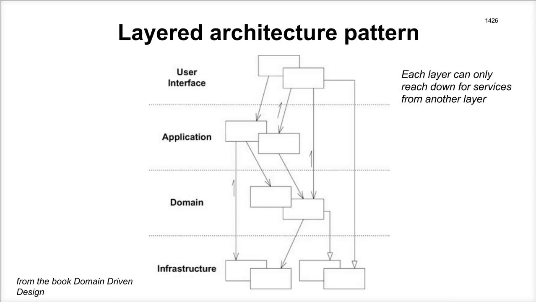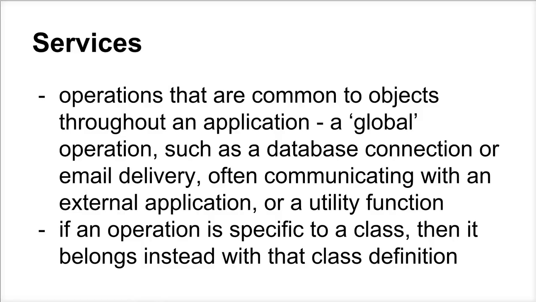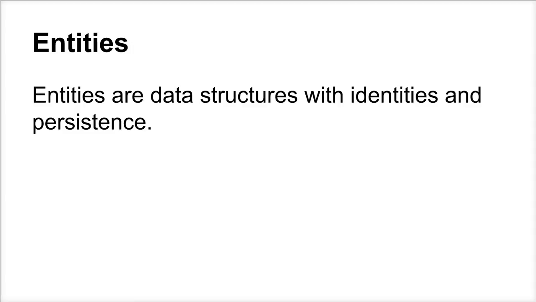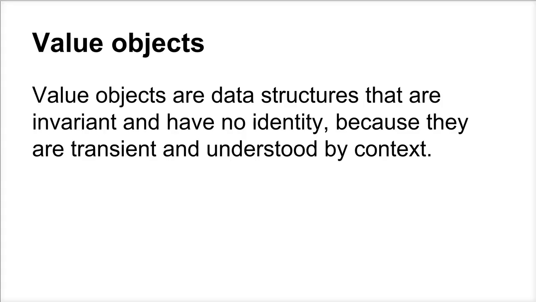So there's the layered architecture again. Services are essentially operations that can be viewed as global, such as creating a database connection, making a connection to an email delivery service, and so forth, communicating. Obviously, if an operation is specific to a class, then it belongs instead to that class. As I mentioned, entities are data structures with identities and persistence. Value objects are data structures that are invariant and have no identity.